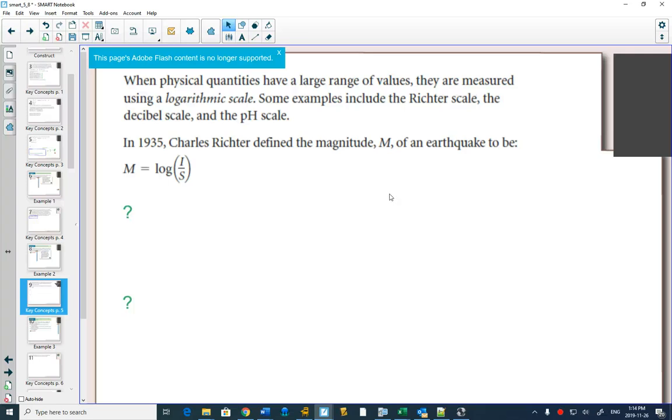So the last formula that the textbook introduces us to is a formula for earthquakes. And the formula for earthquakes actually has a log in it. All of our other formulas so far have had exponents. So if you wanted to solve for the exponent, then you needed to use logarithms. But this is the first formula that has a logarithm in it.